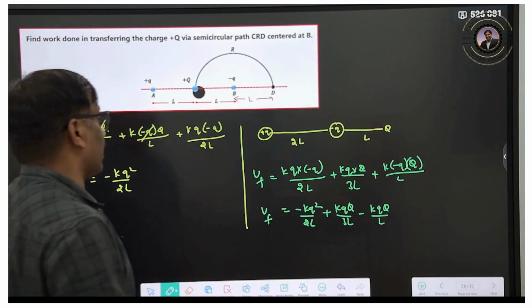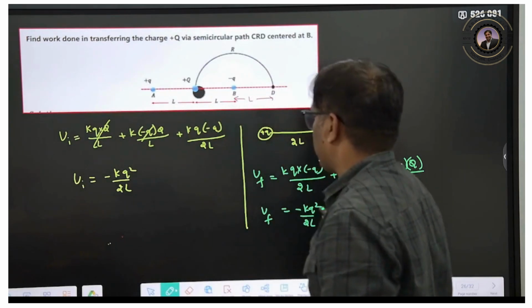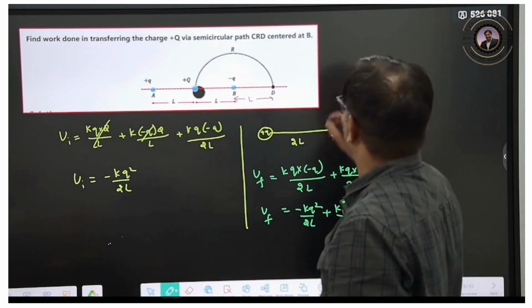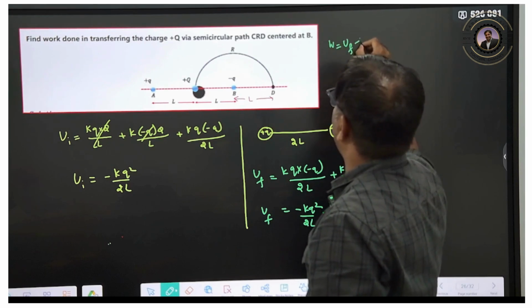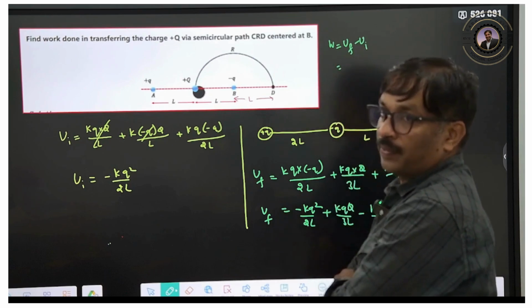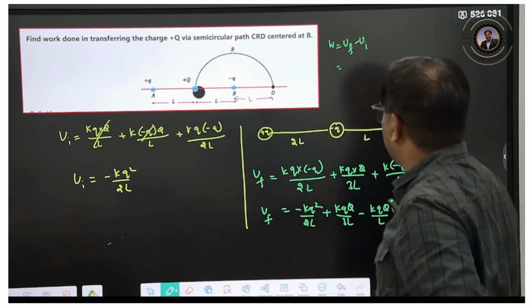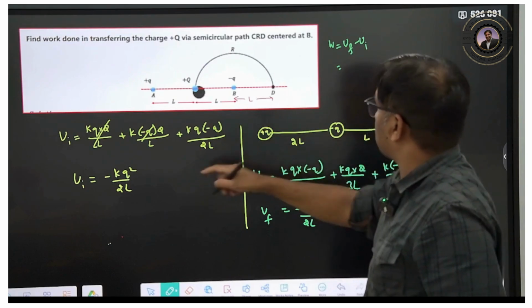This will be your final potential energy. Clear? Now we have to calculate the work done. Already we know that work done is nothing but the final potential energy minus the initial potential energy. So final of this one now. Therefore, minus of minus is plus.